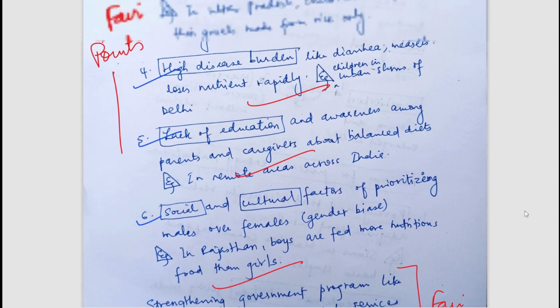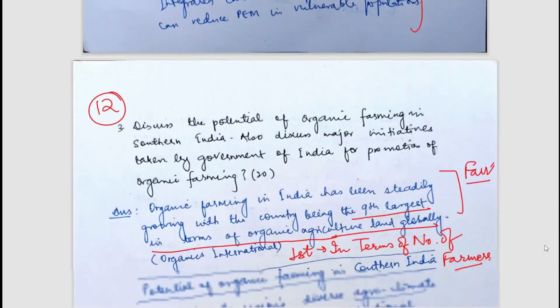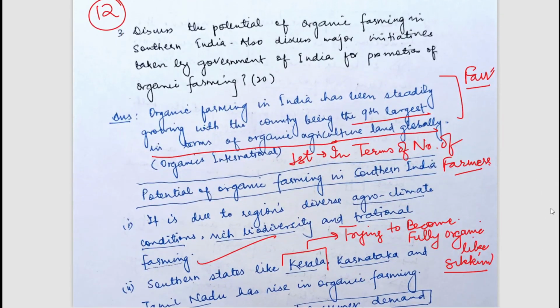So, very well written answer. If you want to read the answers in detail, you can simply pause the video and read it. Now let's move to the next question. The next question is, discuss the potential of organic farming in southern India. Also discuss major initiatives taken by the government of India for promotion of organic farming.